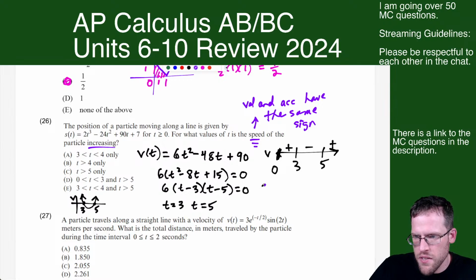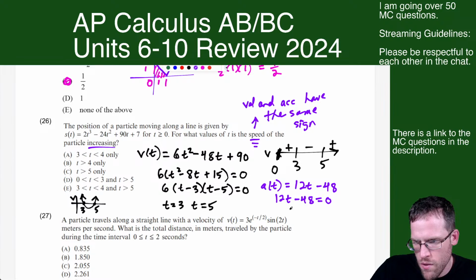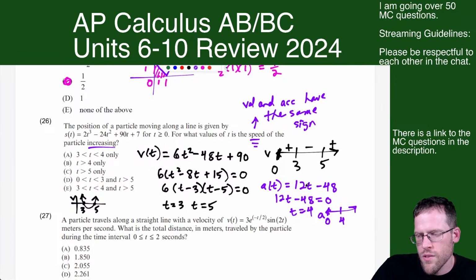And then a of t is the derivative of v of t. Acceleration is derivative of velocity. Is 12t minus 48. And now 12t minus 48 equals 0 when t is equal to 4. And if I made a sign chart for acceleration, and I'm starting it at 0, if I plug in 1, 12 minus 48 is negative. If I plug in 5, I get a positive. So it goes minus plus.